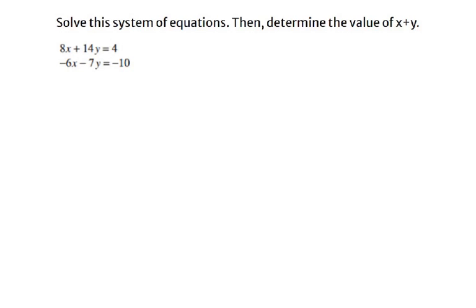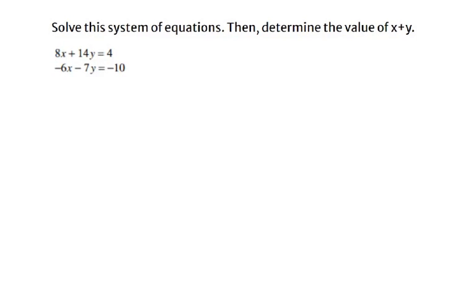We're going to solve this system of equations using the elimination method. So looking at these two equations, it looks like we can get rid of our y variable if we multiply this second equation by 2. Because if we multiply every term in this equation by 2, our y term is going to be negative 14y. And then when we add these two equations together, that negative 14y and positive 14y will cancel each other out.